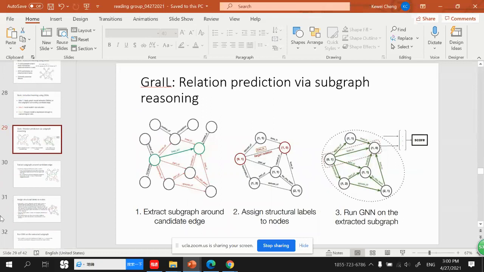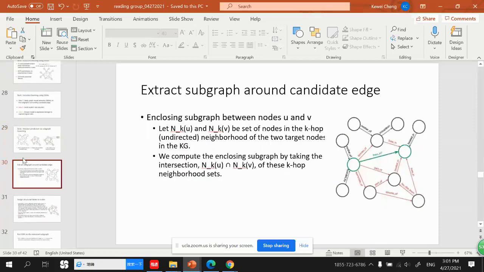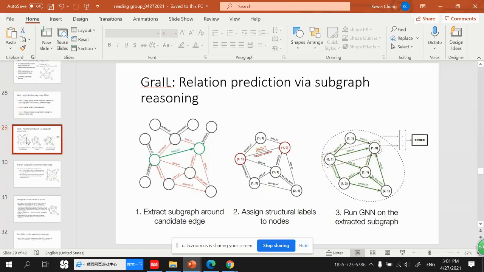So maybe we can first introduce the whole framework, and then we will show how this paper adapts the first paper in order to handle the multi-relation scenario in knowledge graph. So this framework, similar to the first paper, also contains 3 parts.